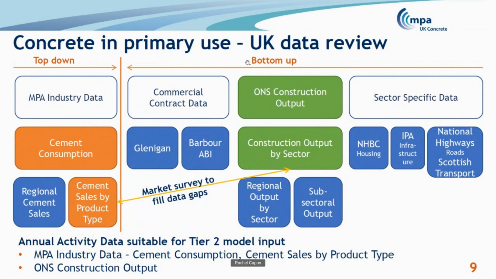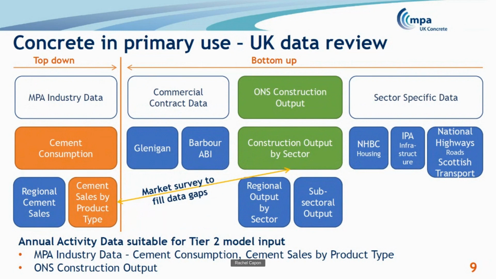In terms of bottom-up data, there are quite a lot of data sets available. A big one is the ONS construction output, which is also broken down by sector and further by regional and subsectors. There's also commercial contract data from Glenigan and Barbour, and sector-specific data, for example from the NHBC for housing.